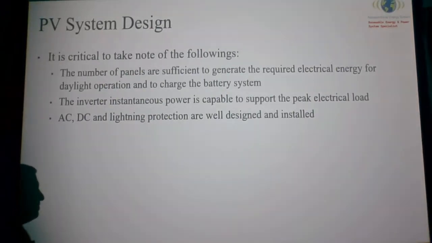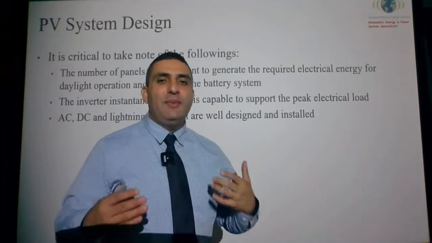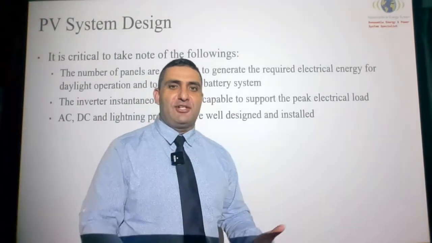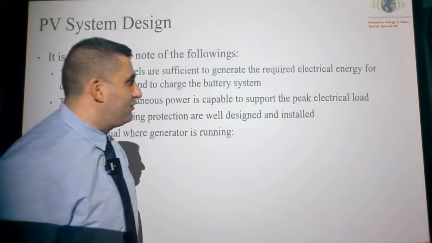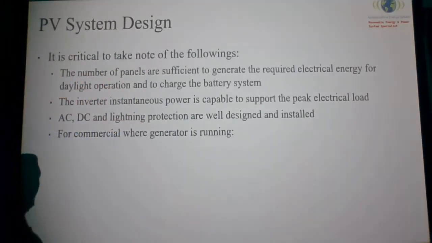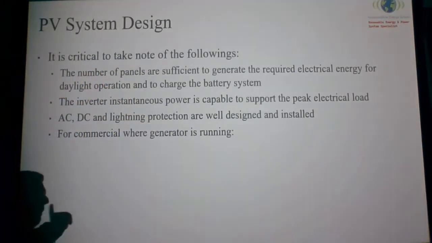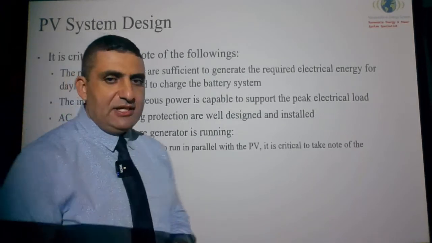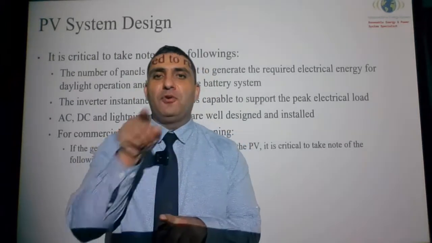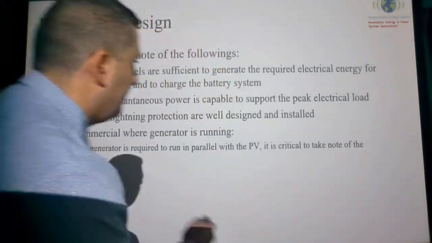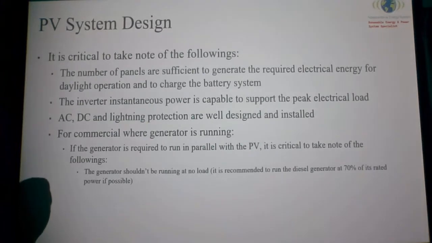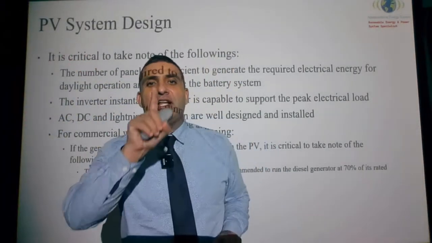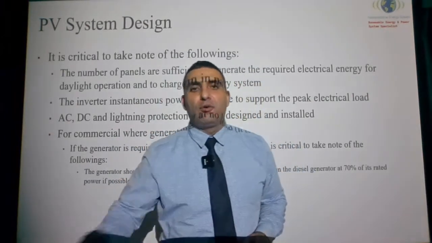AC and DC protection is very critical, guys, to make sure that you have electric protection as well as mechanical protection from an AC and a DC point of view. For commercial where a generator is running, that's very important, guys. If you have a generator that must run in parallel with your photovoltaic system, it's critical to take note of the following. The generator, especially the diesel generator, should not run at no load or very low load.